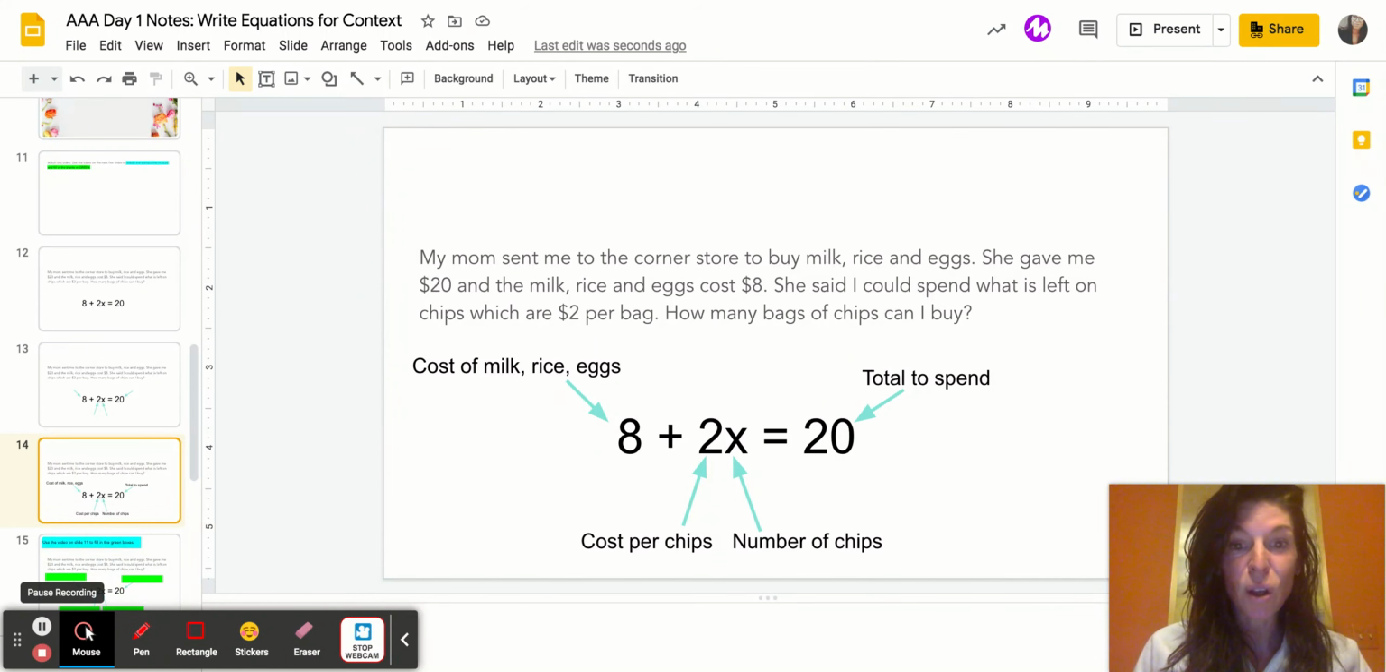You're going to learn how to solve for that X later, but the first thing we need to do is understand that these situations can be represented with an equation. So let's look at another one.